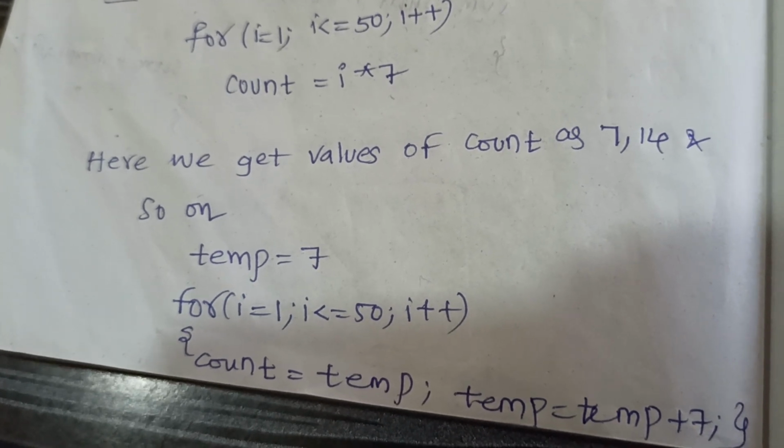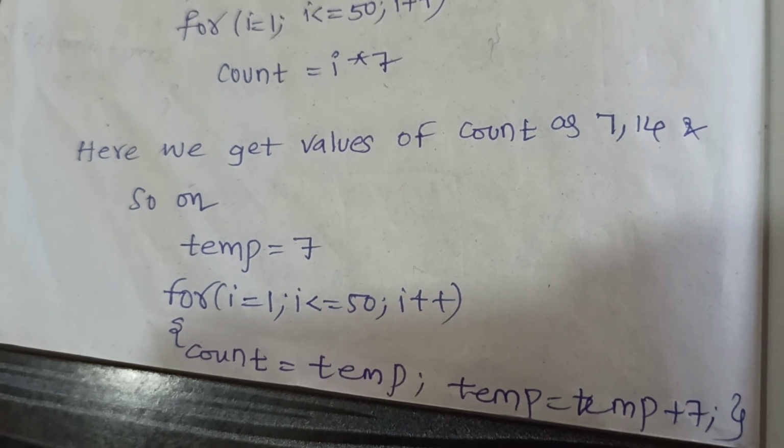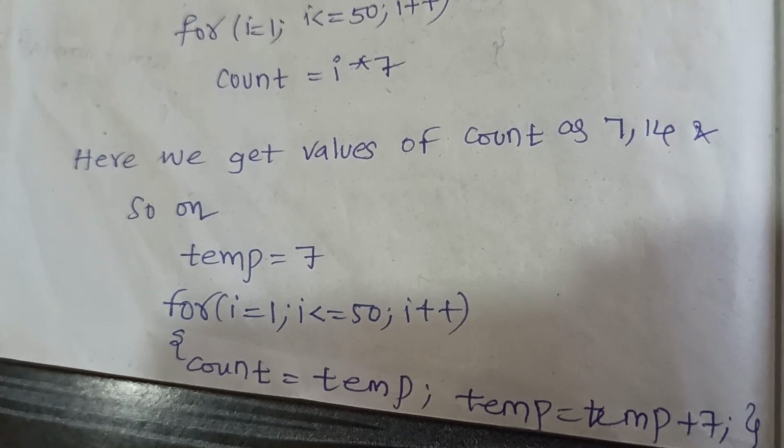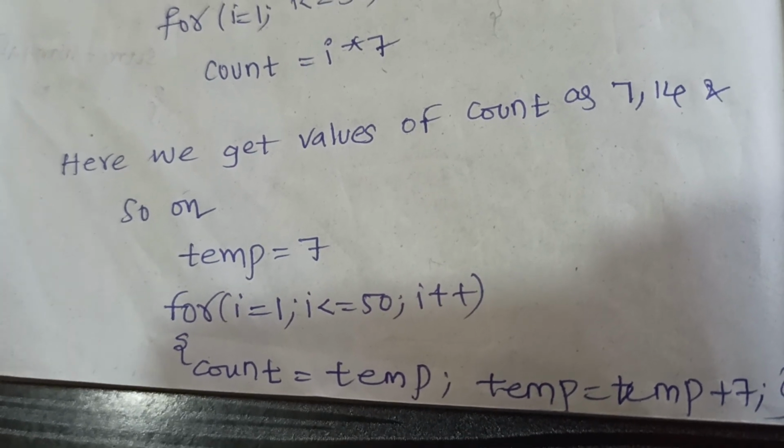The above one can also be written as: we assign the value 7 to a temp variable, and then in the for loop we assign temp to the count variable. After that, temp will be incremented by 7.